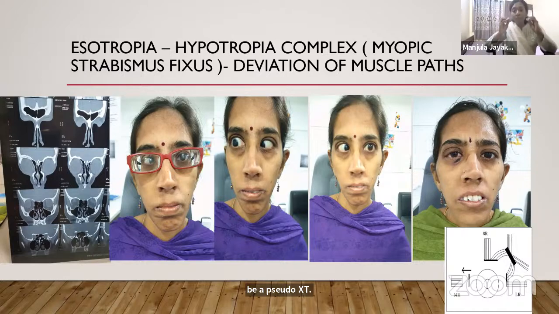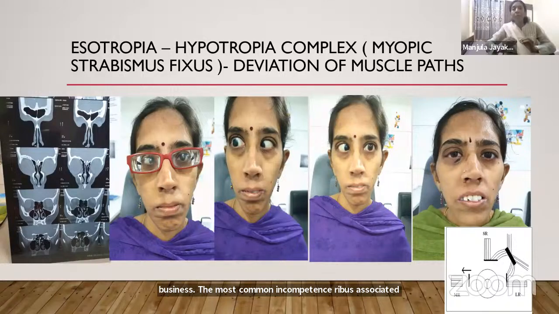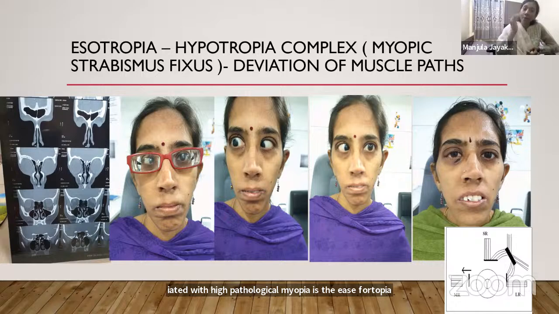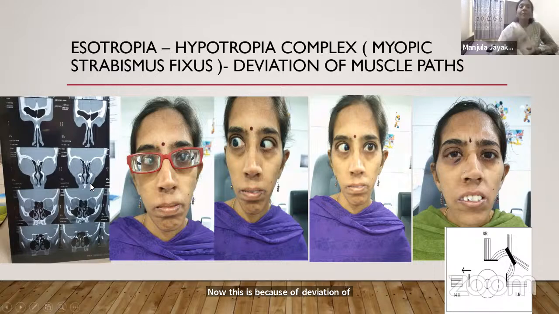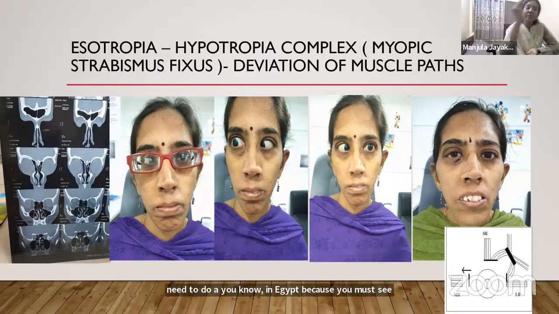The most common incomitant strabismus associated with high pathological myopia is the esotropia-hypertropia complex, which is called the myopic strabismus fixus. Now, this is because of deviation of muscle paths. You need to do neuroimaging because you will see the shift in the muscle pulley. The superior rectus will be shifted nasally. The lateral rectus will be displaced inferiorly. You get an esotropic hypertropic complex. Look at the high myopic spectacles, and there will be limitation of abduction in both eyes.